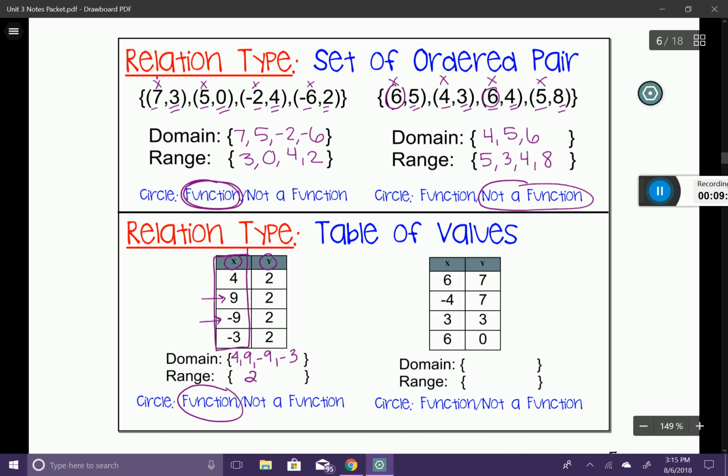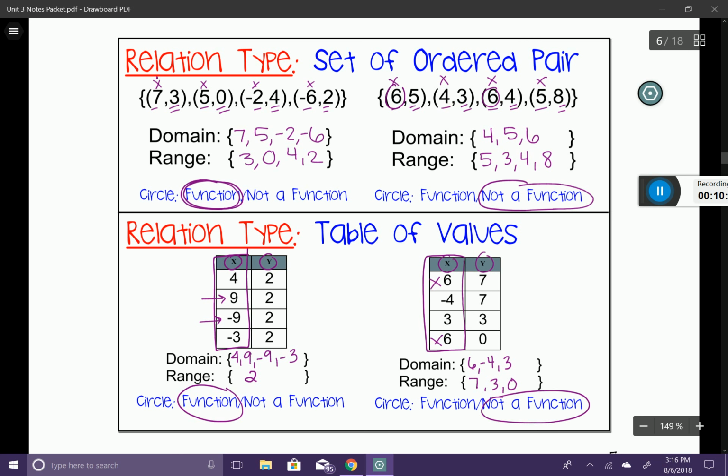And the last example here, again, we're going to look at our x values first and write those out. So we have 6, -4, and 3. And you can see that 6 repeats, so I'm not going to rewrite 6 in the domain. And then the range is going to be 7, 3, and 0. Now, to determine if it's a function, all I need to do is look at those x values, and I can see that those 2 x values repeat, and therefore it is not a function.